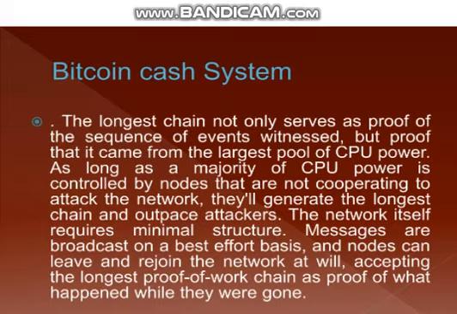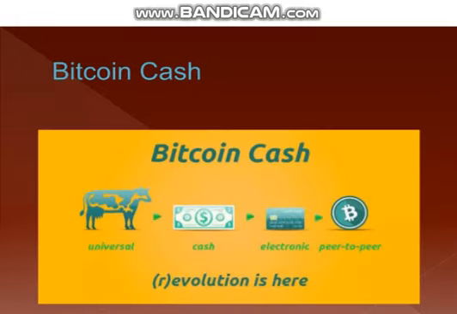The network itself requires minimal structure. Messages are broadcast on a best effort basis, and nodes can leave and rejoin the network at will, accepting the longest proof of work chain as proof of what happened while they are gone. Here you can see a graph of Bitcoin Cash. Universal electronic peer-to-peer cash evolution is here.